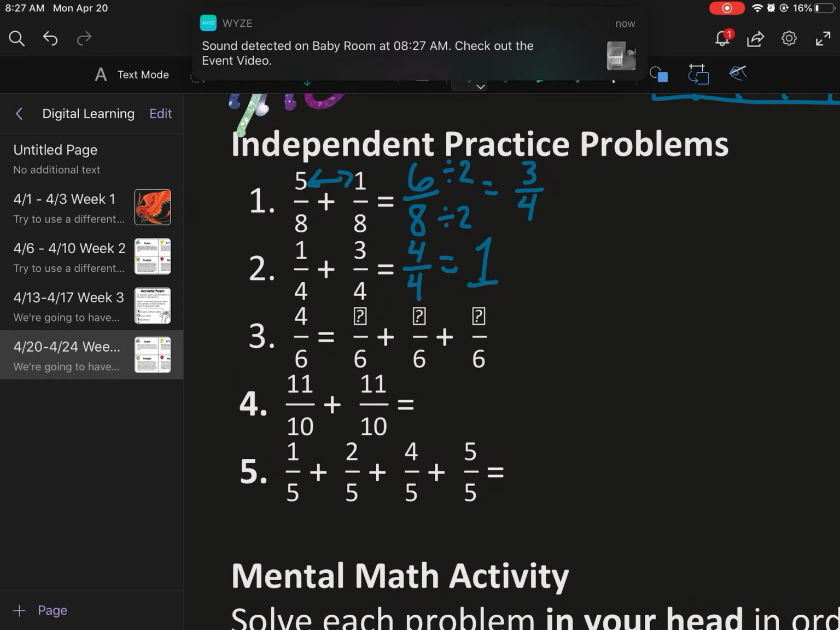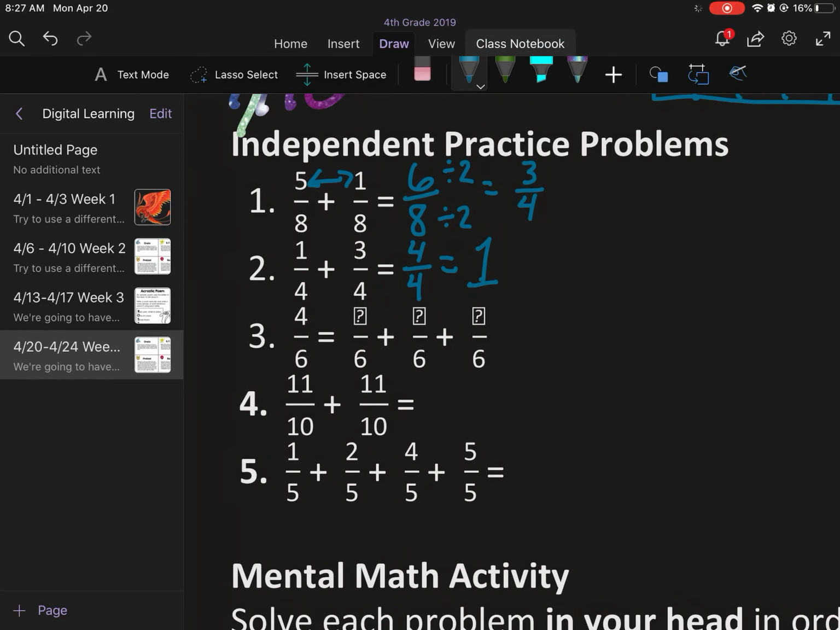So this next one, number 3, is a little bit different because it's broken up in the opposite direction. Here they're giving me the answer, and I need to figure out what 3 numbers I can add to equal 4/6. So what would that be? Well, that could be 1/6 plus 1/6. That'd give me 2/6, but I need to get to 4/6. So 2/6. And just to check, that would be 1 plus 1 plus 2, which does equal 4, which I see over here.